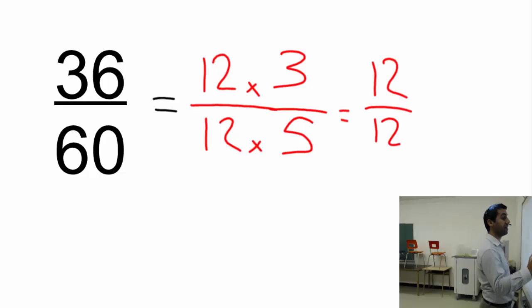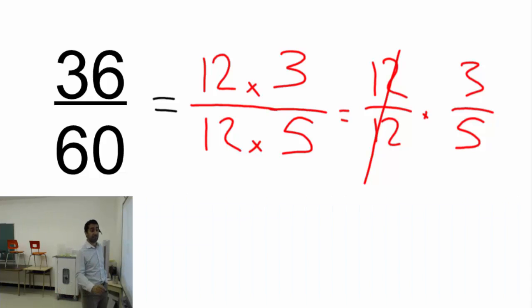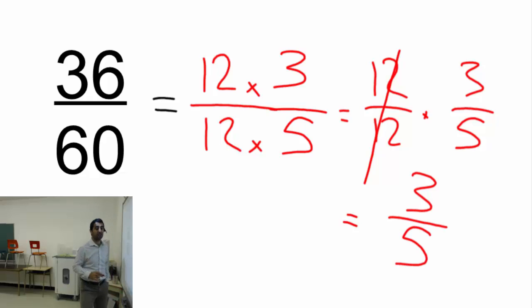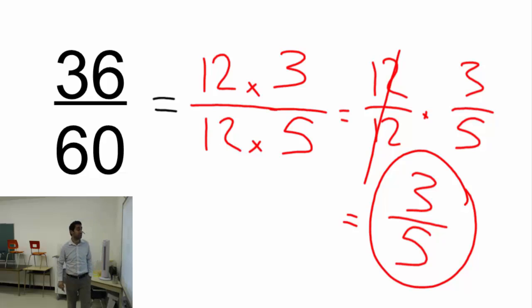12 divided by 12 times 3 divided by 5. And 12 divided by 12 is 1. So what I have left is 3 divided by 5. 3 divided by 5 is the simplest. You can write down 36 divided by 60. Again, 3 divided by 5 is the simplification of 36 divided by 60.